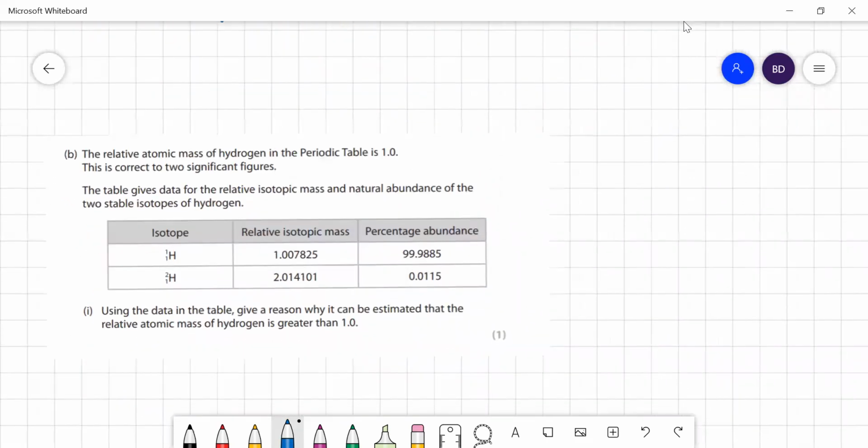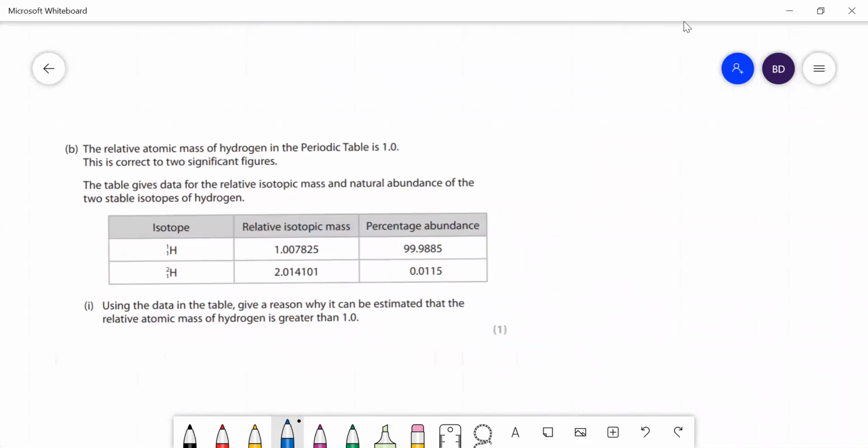Right, now the relative atomic mass of hydrogen in the periodic table is 1.0. This is correct to 2 significant figures. So you've got a table here to show the isotopic mass and the natural abundance. Now, if you look at the isotope, interestingly, you'll see that it is not exactly 1 for 1H, even though it's only got 1 proton, because the mass of a proton is slightly different depending on which nucleus it's in. That may seem very strange, but it is. So it's not exactly 1, and the relative isotopic mass of 2H is not exactly 2, it's slightly heavier.